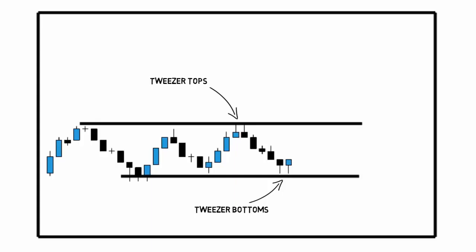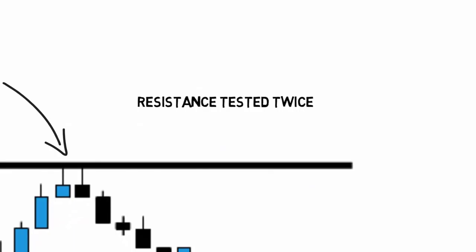The best thing about tweezer tops and bottoms is that the signal clearly shows a strong support or resistance. Remember that any support or resistance level gets stronger the more times it has been tested. And with this candle signal, you get 2 tests in a row, which makes the support or resistance level even stronger than before.